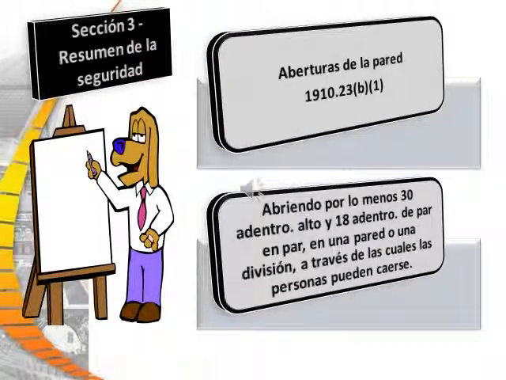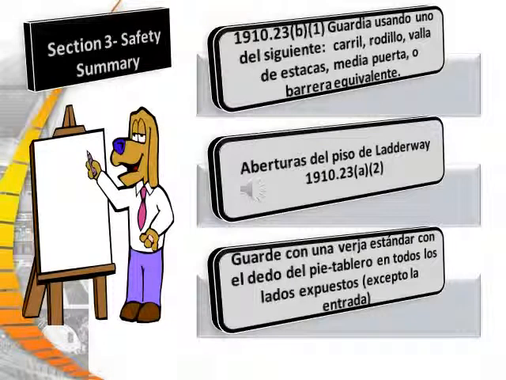Wall openings must be at least 30 inches high and 18 inches wide in a wall or partition through which persons may fall. Guard stairways using one of the following: a rail, roller, picket fence, half door, or equivalent barrier. Floorway openings should use a guard with a standard railing with a toe board on all exposed sides except for the entrance.